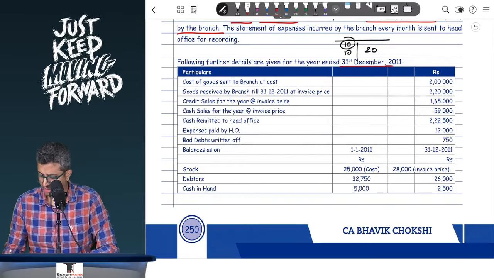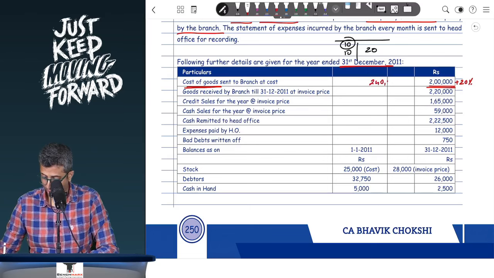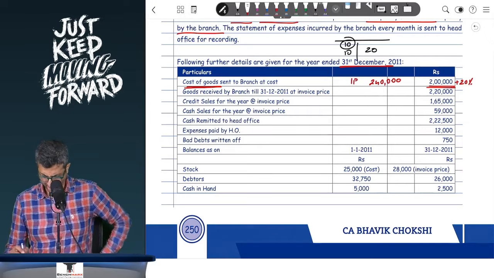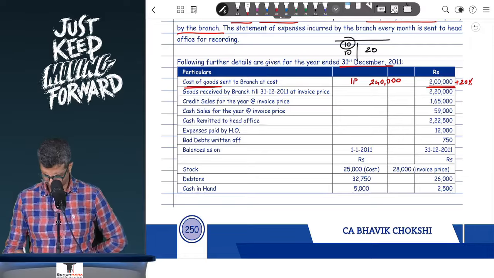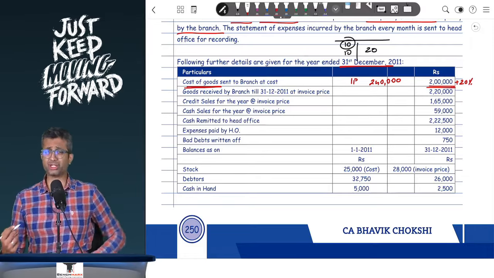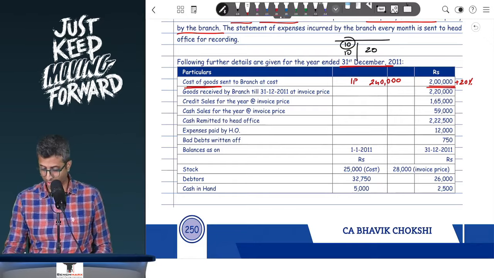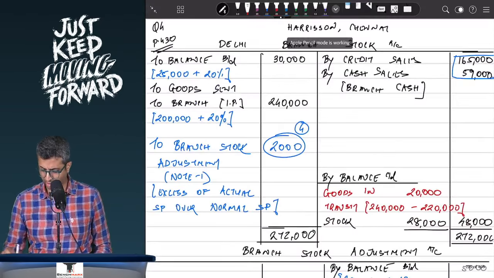For 31st December 11, cost of goods sent to the branch, this is 2 lakhs, but they must be sent at a 20% markup, and hence invoice price of these goods will be 2,40,000, and hence 40,000 will be your loading element. So in the goods sent to branch, in the branch stock account you will have 2,40,000 and branch stock adjustment.